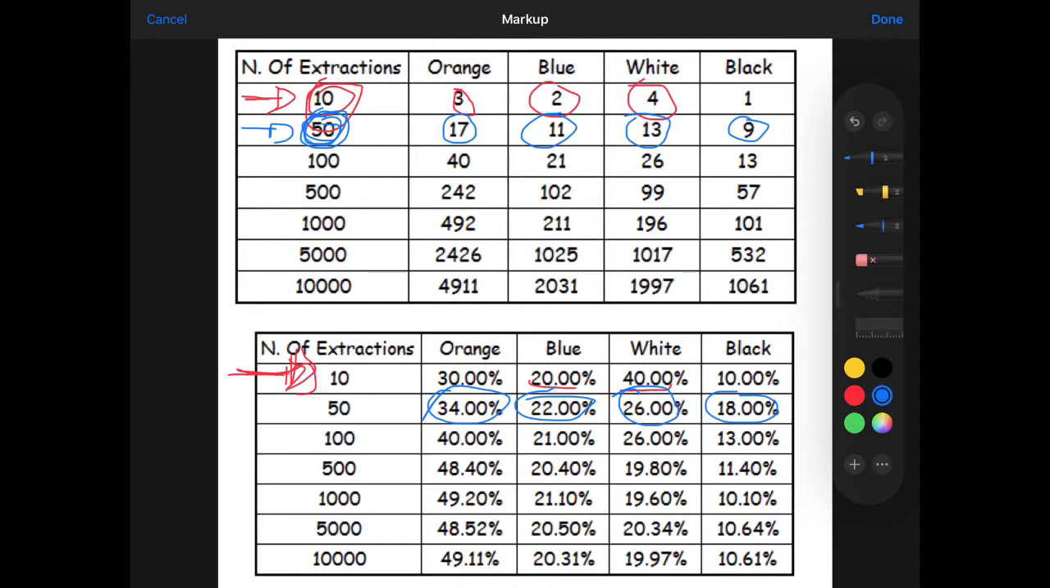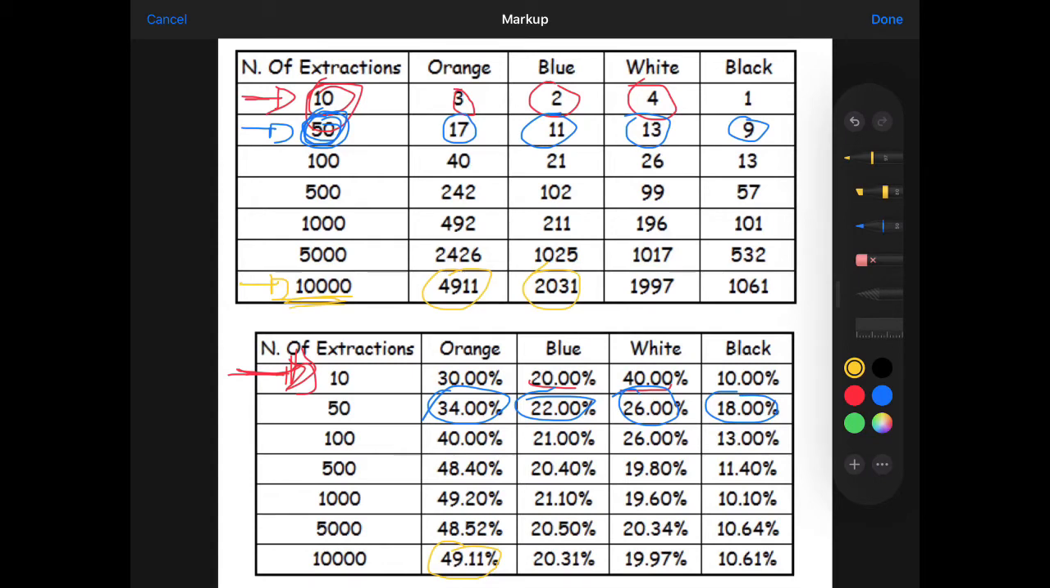So if I was to repeat this experiment 10,000 times, I actually got 4,911 times orange, 2,031 blues, 1,997 whites, and 1,061 blacks. So if I change that into a probability, I would do 4,911 divided by 10,000. That's where the 49.11% comes from.